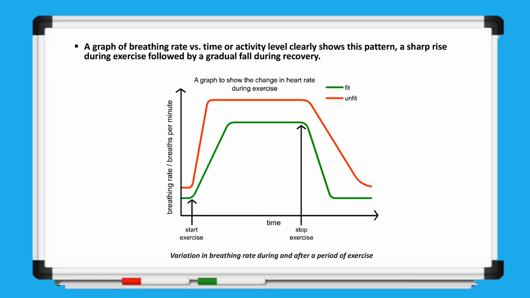Specifically, at the start of exercise, the breathing rate rises sharply because the body needs more oxygen and must remove extra carbon dioxide. During the exercise period, the breathing rate stays high to meet the muscle's increased oxygen demand. After stopping, the breathing rate gradually falls back toward the resting level as the body recovers, repays oxygen debt, and breaks down lactic acid. If we compare fit and unfit individuals, a fit person's breathing rate may rise less sharply and recover faster, whereas an unfit person may show a larger increase and slower recovery. In short, this graph provides a clear visual of how the respiratory system responds to exercise and how it recovers afterward.